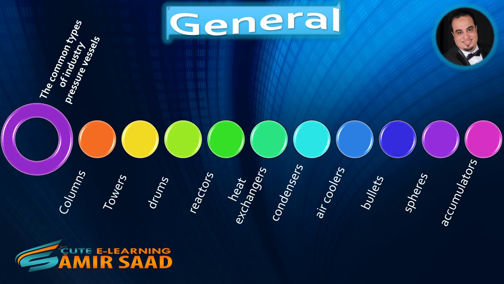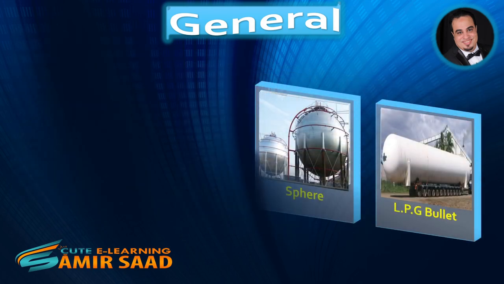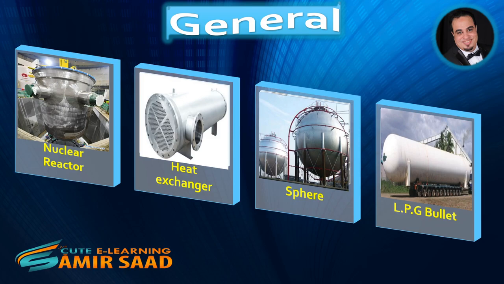Columns, towers, drums, reactors, heat exchangers, condensers, air coolers, bullets, spheres, and accumulators are common types of industry pressure vessels. As illustrated in figures, examples of column, tower, and drum pressure vessels. As illustrated in figures, examples of reactor, heat exchanger, sphere, and bullet.